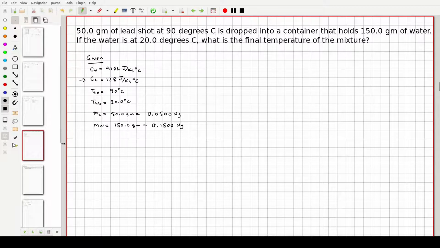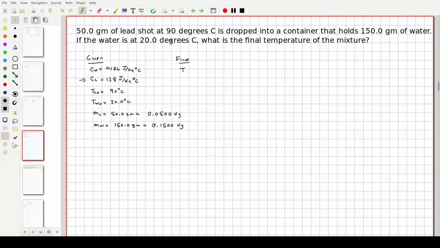It's that many kilograms. Now, that seems to be about all the information that I have. What am I trying to find? Well, when I drop the lead into the water and I let it reach thermal equilibrium, I'm trying to find the final temperature, which I'm just going to call T. Okay? Now here's the deal.